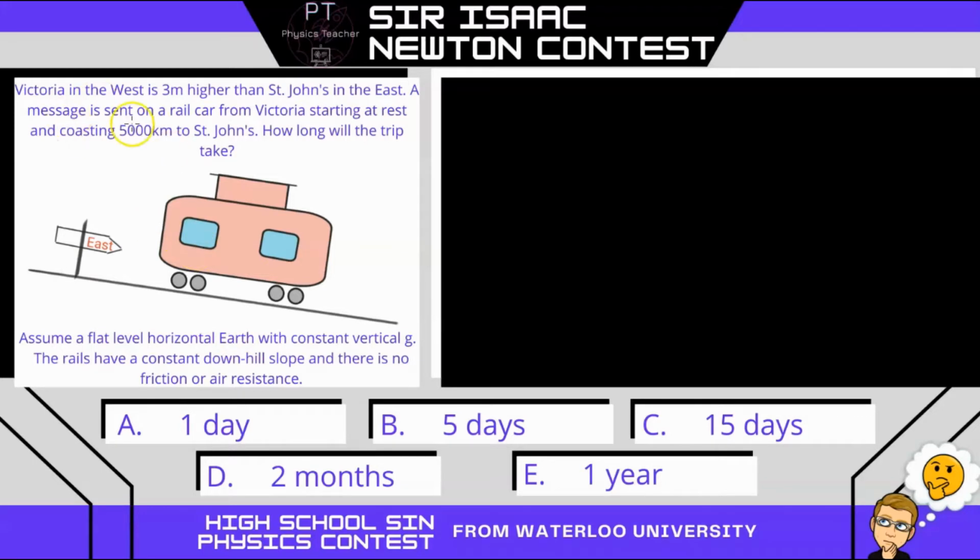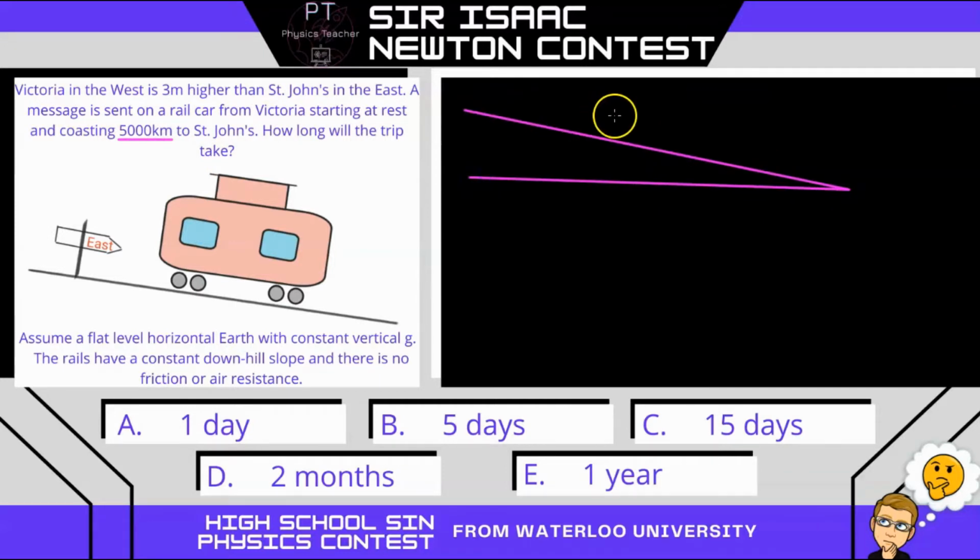Alright, so this question is worded as sort of an extremely long slope that goes from Victoria to St. John's. So a 5,000 kilometer slope. So something like this, where this length here is 5,000 kilometers. And the height difference is only 3 meters. So there are a couple ways you can answer this question.